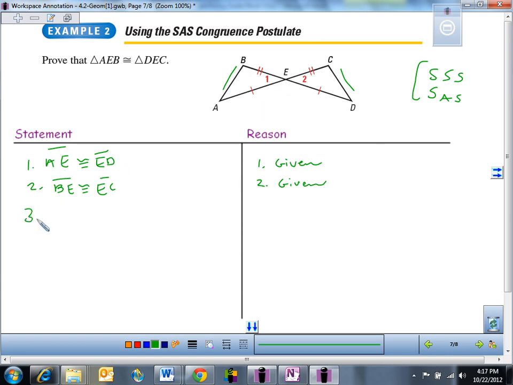How can I say angle 1 is congruent to angle 2? We have a theorem for it. Vertical angle theorem. So I'm just going to mark my picture. Now, step 4, triangle AEB is congruent to triangle DEC because of SAS. And it was really important to have that angle included between those two sides, otherwise it wouldn't have worked.